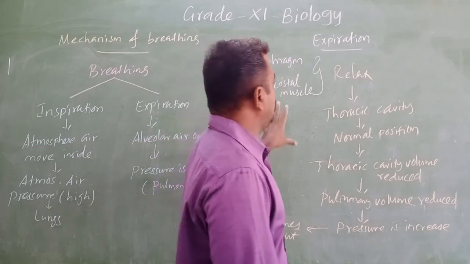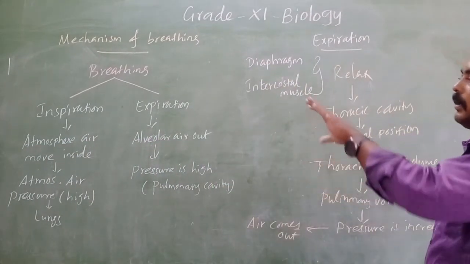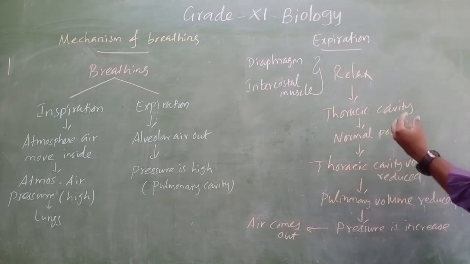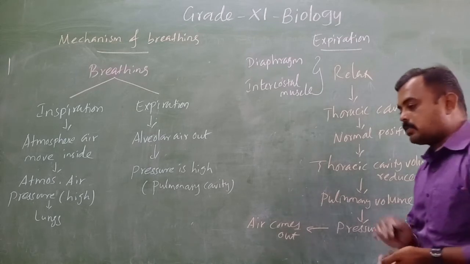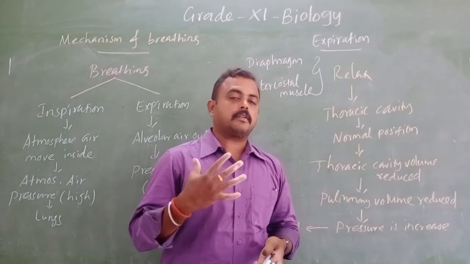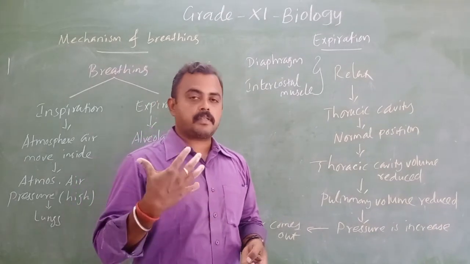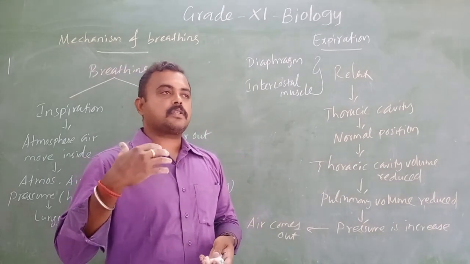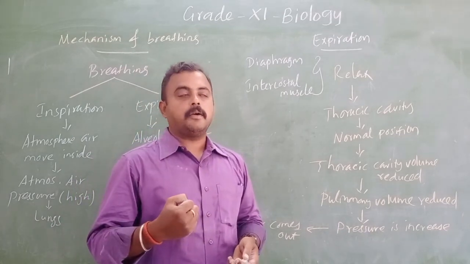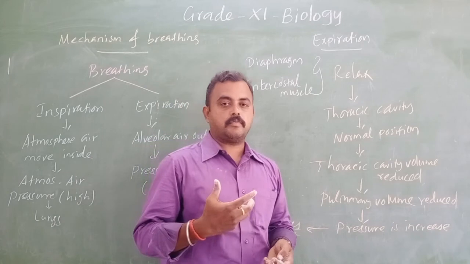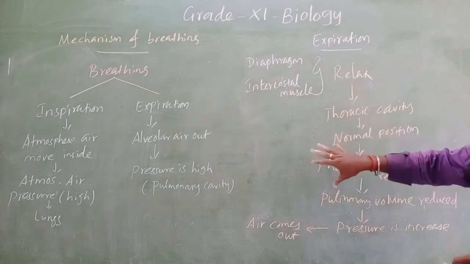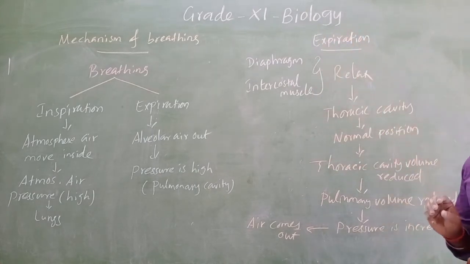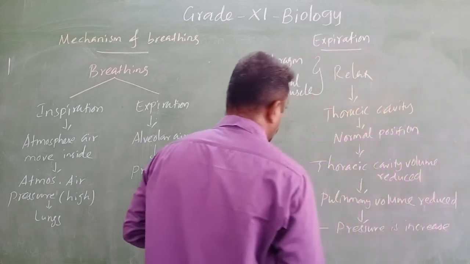Apart from the diaphragm and intercostal muscles, and some pressures which support inspiration and expiration, the abdominal muscles are also involved. Abdomen means in the stomach region we have some muscles. Those muscles increase the strength of the inspiration and expiration process. These are the mechanisms of breathing.